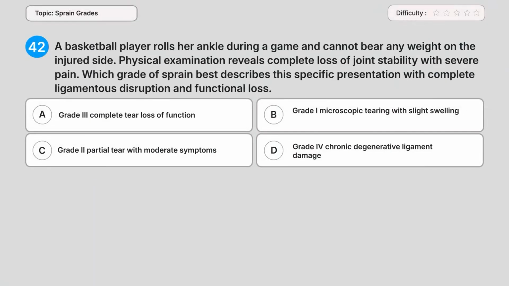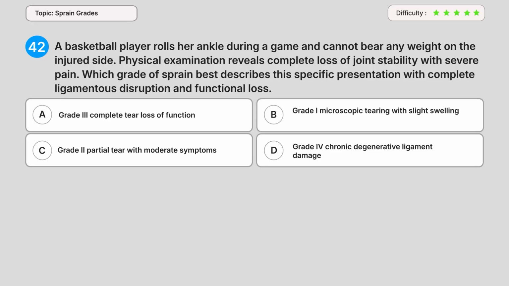Question 42. A basketball player rolls her ankle during a game and cannot bear any weight on the injured side. Physical examination reveals complete loss of joint stability with severe pain. Which grade of sprain best describes this specific presentation with complete ligamentous disruption and functional loss?